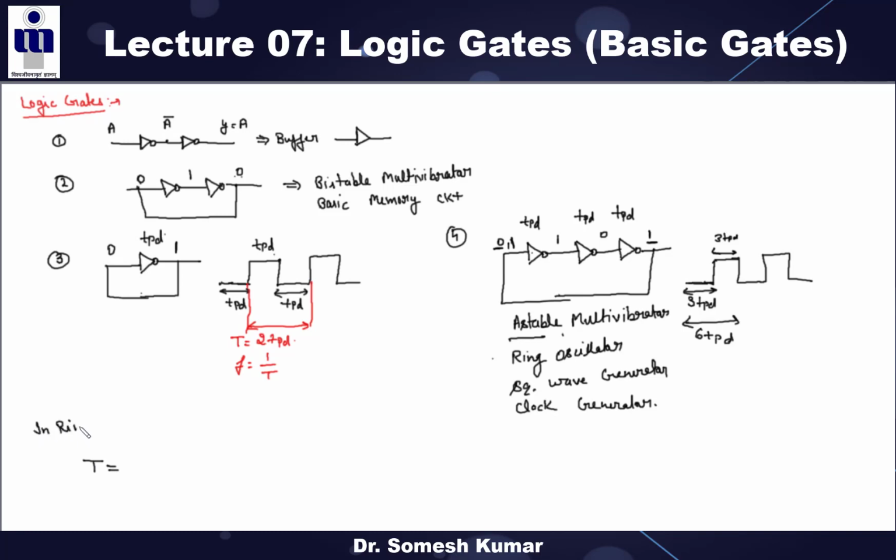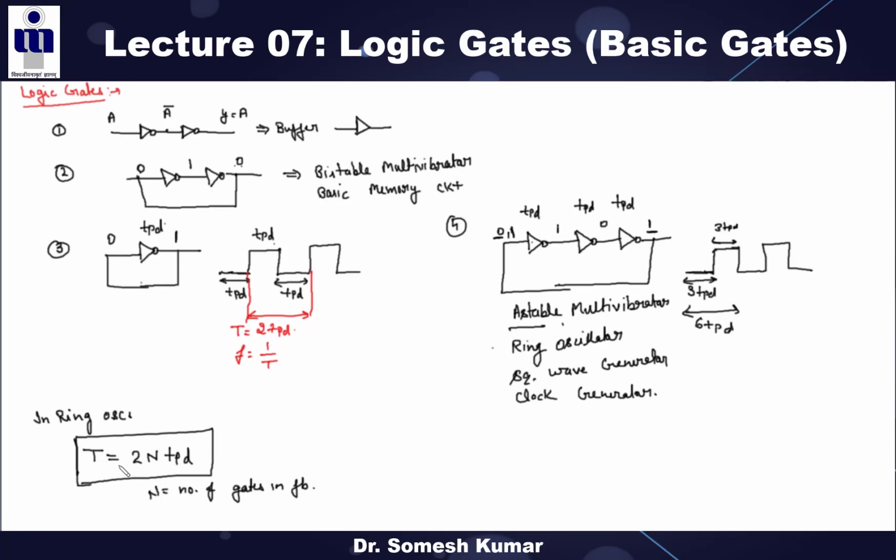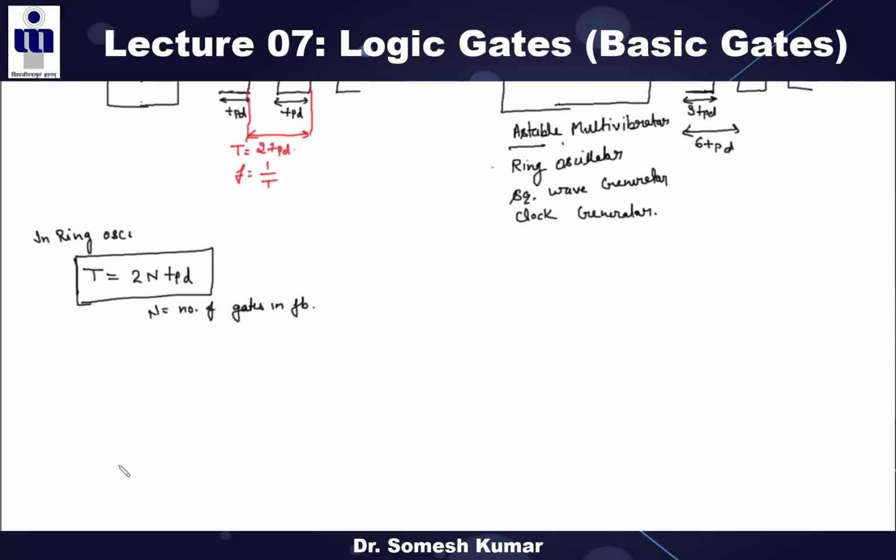In a ring oscillator, the time period is 2n TPD, where n is the number of gates in the feedback. Clear? Number of gates in the feedback, right? So the generalized formula is this. Numericals can be asked based on this formula, so now I am giving one numerical based on this formula.